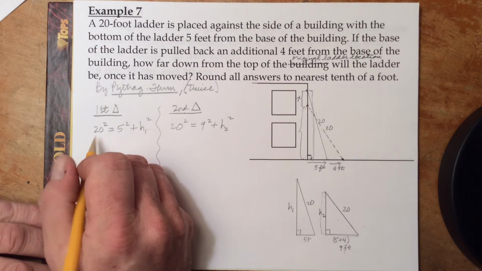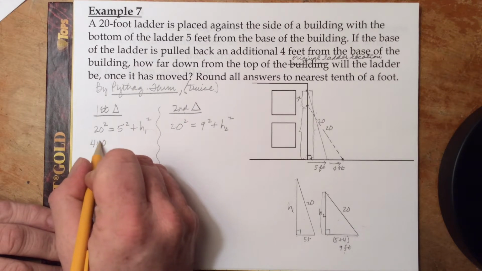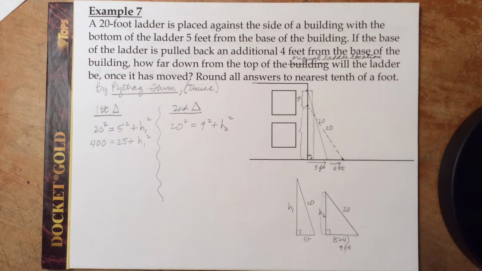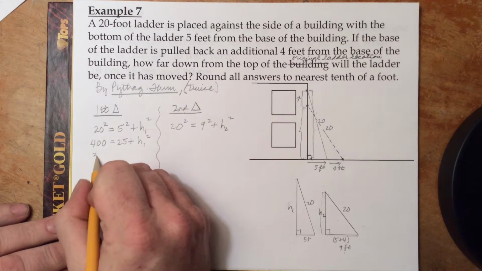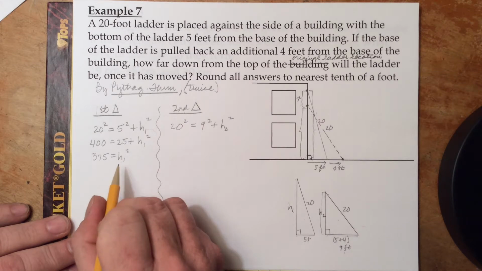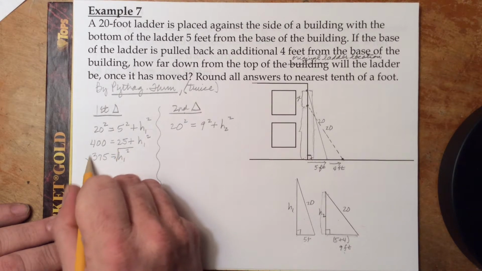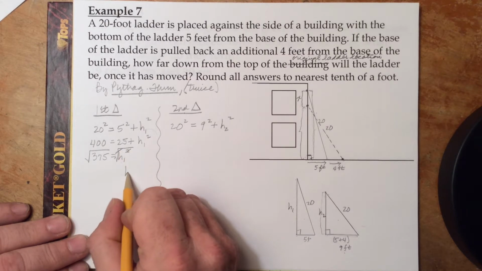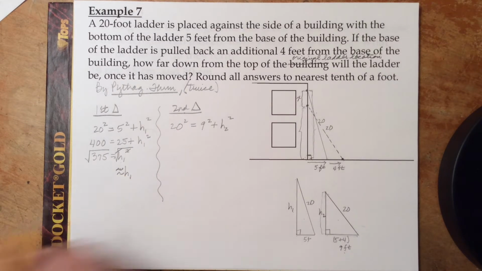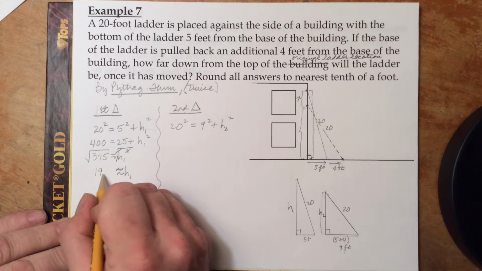So over here in the first triangle, or the first position of the ladder, we have 400 when we square 20 equals 25 plus h1 squared. Subtracting 25 from both sides, we get 375 equals h1 squared. To get rid of the square on the h1, because we're wanting to know what h1 is, we take the square root of both sides. This gives us h1 is approximately equal to the square root of 375, which, rounded to the nearest tenth of a foot, the tenths is the tenths place there, so that would be 19.4, about 19.4 feet.